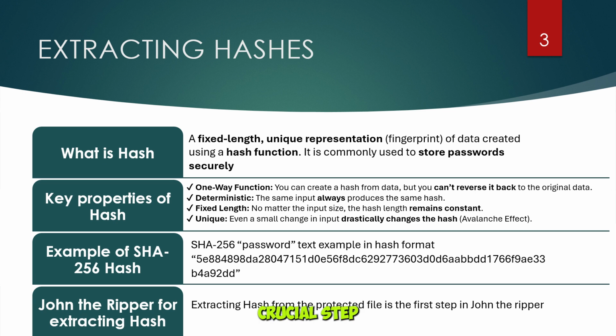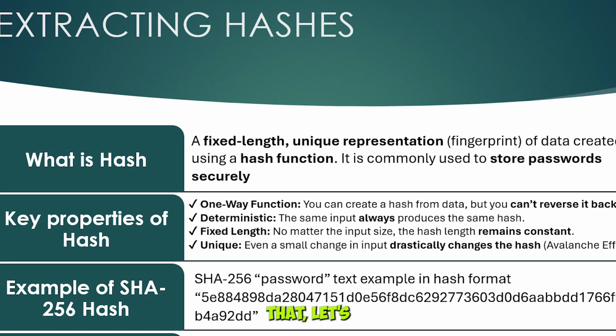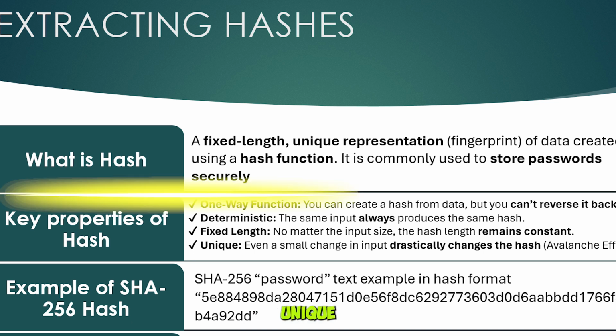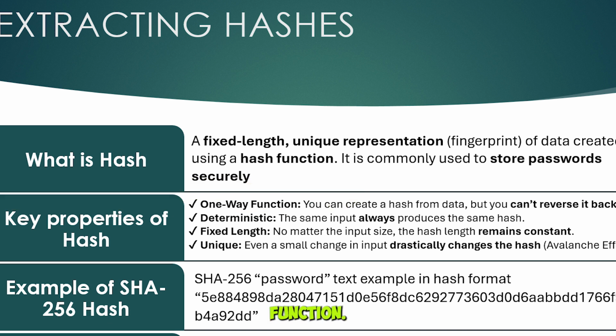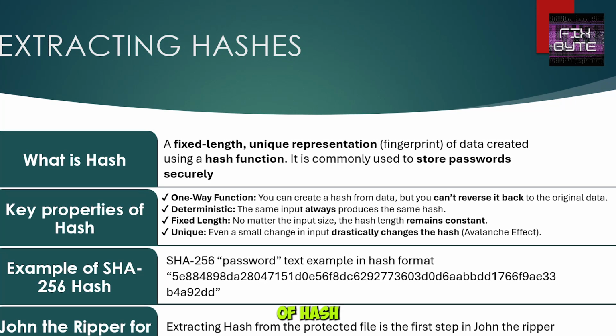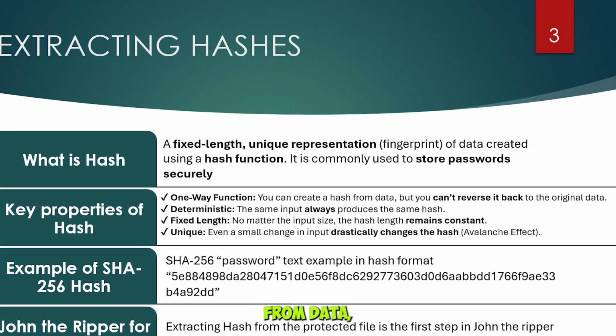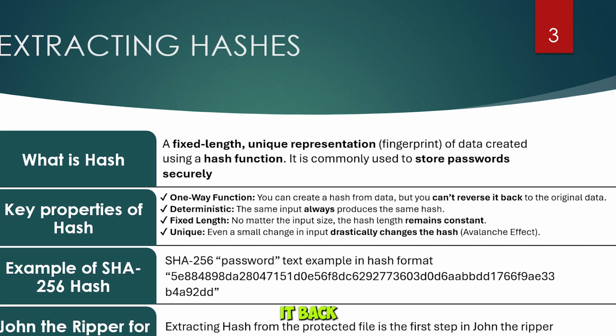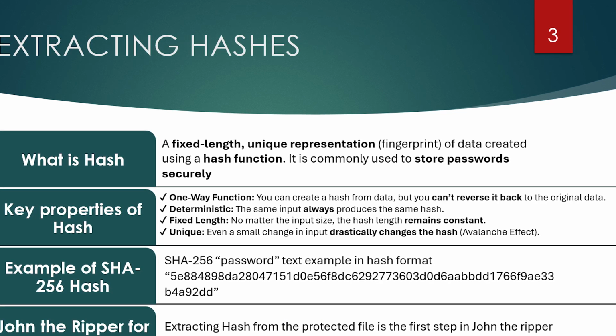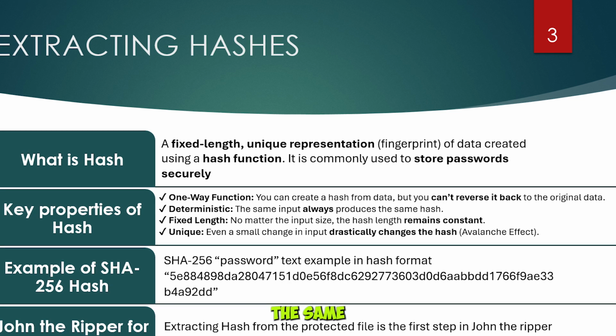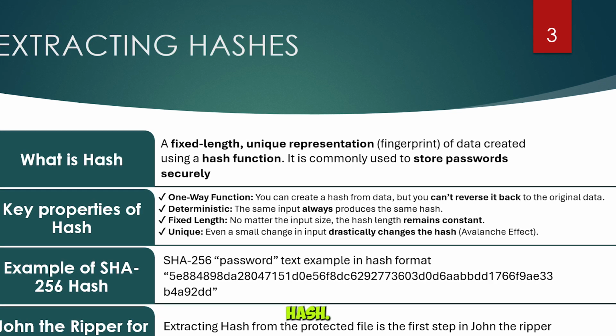The first and the most crucial step in password cracking is extracting the hash. But before that, let's understand what a hash is. A hash is a fixed-length, unique representation of data created using a hash function. It is commonly used to store passwords securely. The key properties of a hash: it is a one-way function. You can create a hash from data, but you cannot reverse it back to the original data. It is deterministic. The same input always produces the same hash.